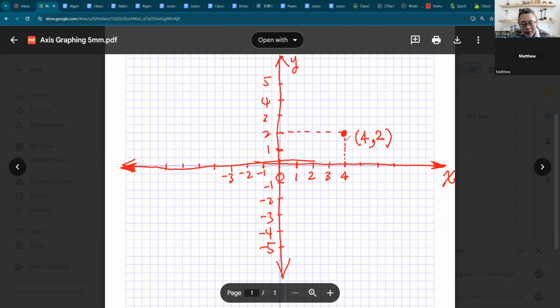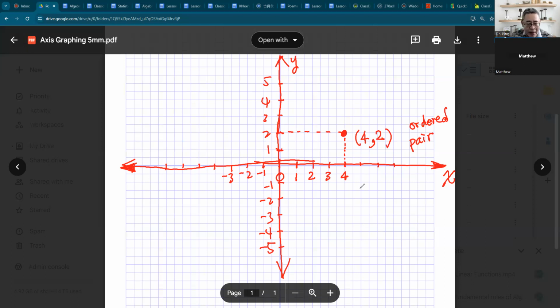And we can match any point to what is called an ordered pair. So two numbers. The first number is the x, which we call the x-coordinate. And the second number is the y-coordinate. Okay, over here so far?